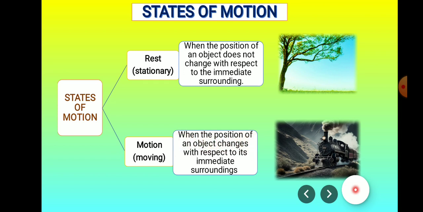When the position of an object changes with respect to its immediate surroundings, we say that the object is in state of motion. So here the object is the train. If the engine is switched on, the train moves from one place to another. It is changing its position, so we say that the train is in motion. The object is in motion.